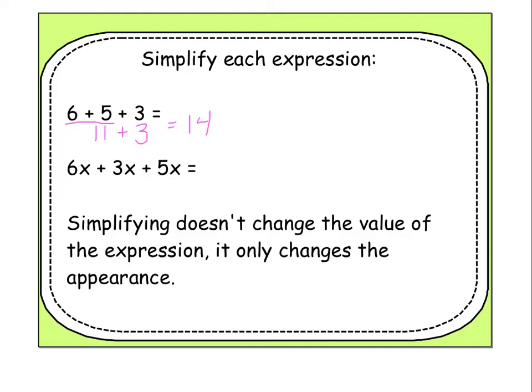Simplifying doesn't change the value of the expression, it only changes the appearance. So something that's equivalent to 6 plus 5 plus 3 would be 11 plus 3, and something that's equivalent to that would be 14. So that would be our final answer. That doesn't change once you have x's. So if I told you that I have 6 x's, and I add 3 x's, and then I add 5 x's, I would have a total of first 9 x's, and then 14 x's. That would be our final answer.